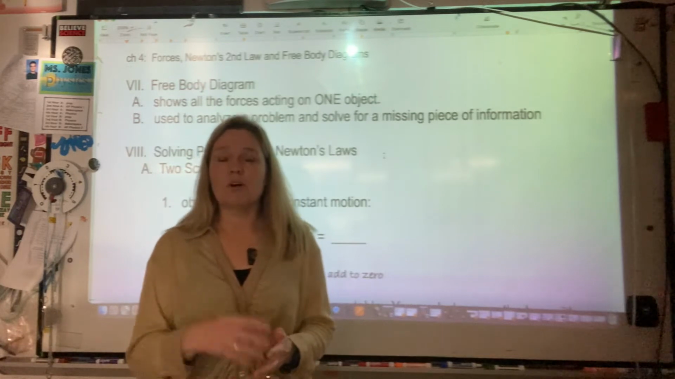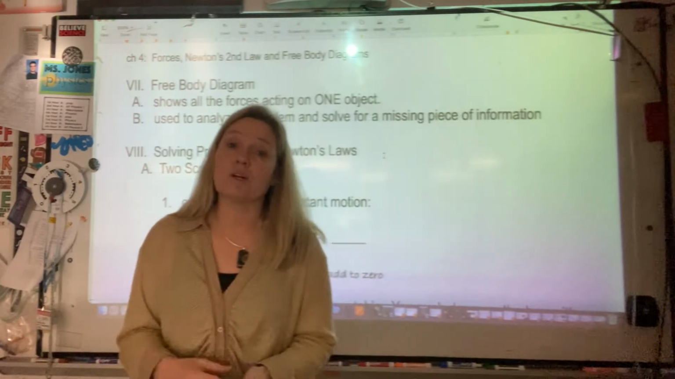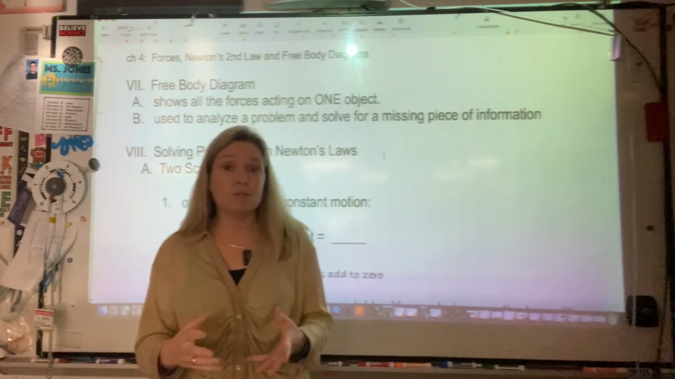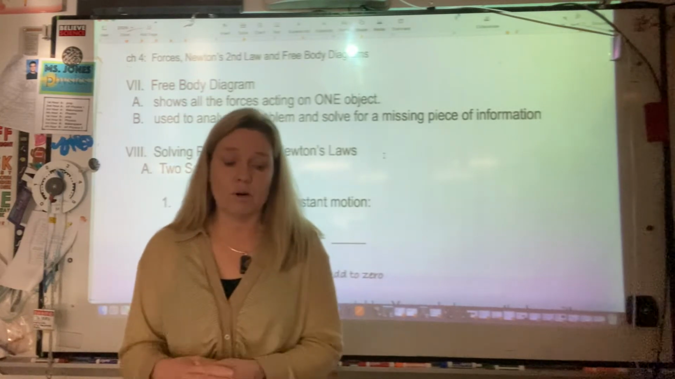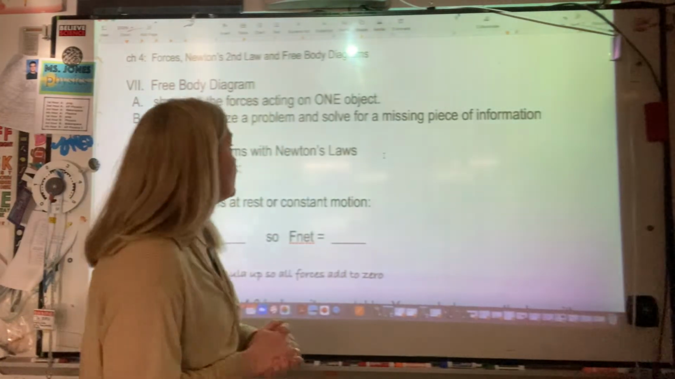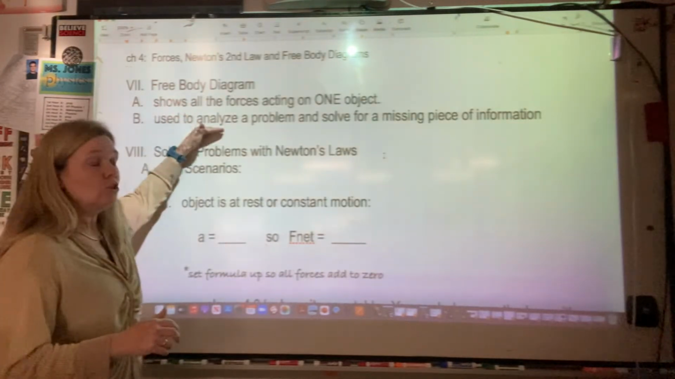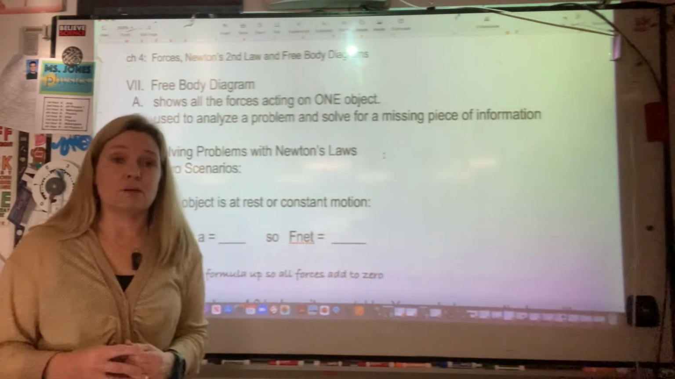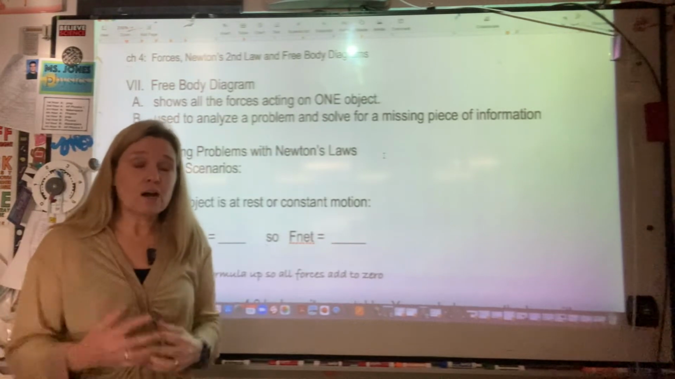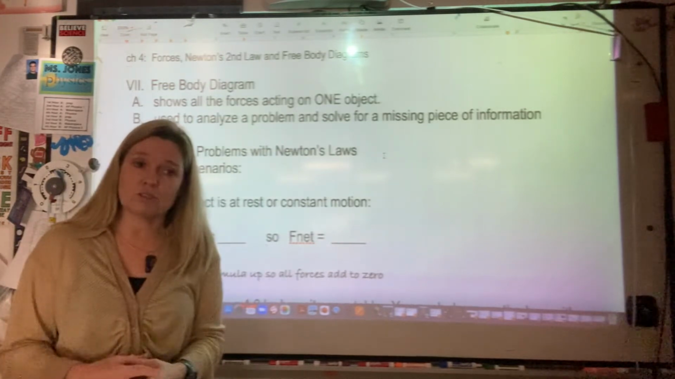Or if we know something about acceleration, we can solve for an unknown force that we have labeled but don't have a quantity for. All right, so let's take a look. So again, all forces act on one object, and we're going to use this to analyze problems. And students really have a hard time with this because every picture is different.